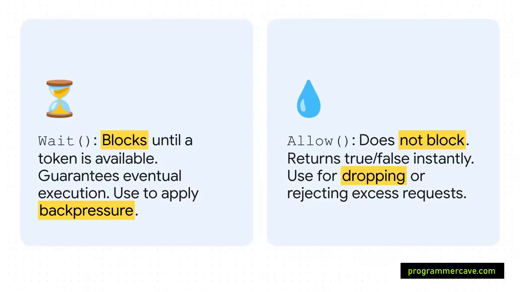So here's the senior engineer's choice right here. You use wait when you want to apply back pressure, basically slowing down the source of the work because you can't keep up. It guarantees everything eventually gets done. You use allow when you need to shed load, when you're under attack or just too busy, and it's better to say no to new requests than to bring the whole system down.